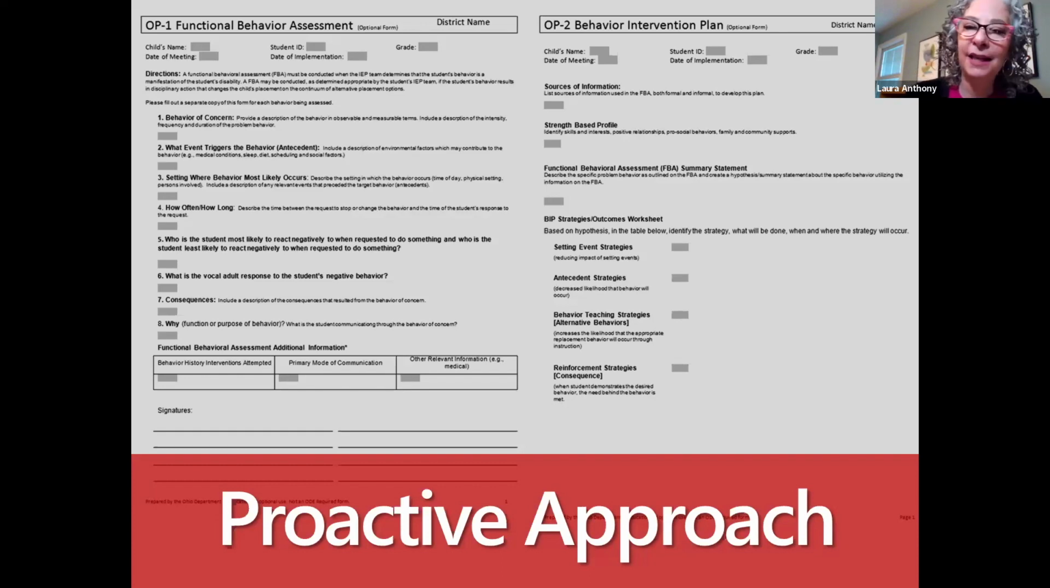The second P is that it is positive. Remember the difference between punishment and discipline. So behavior intervention should not be, another P, punitive. They should emphasize positive approaches to shaping behavior.